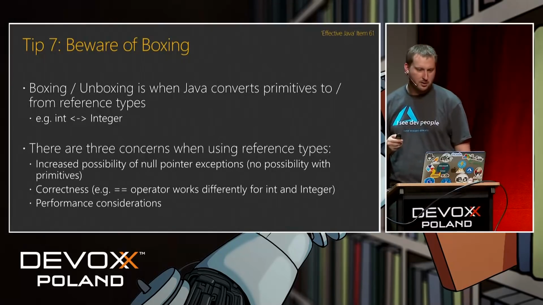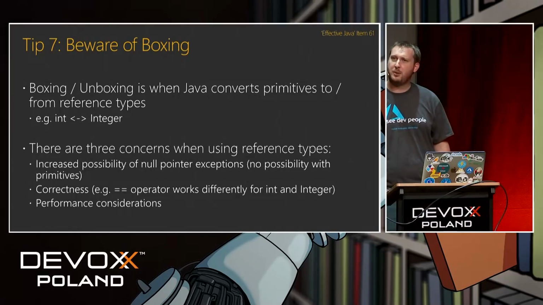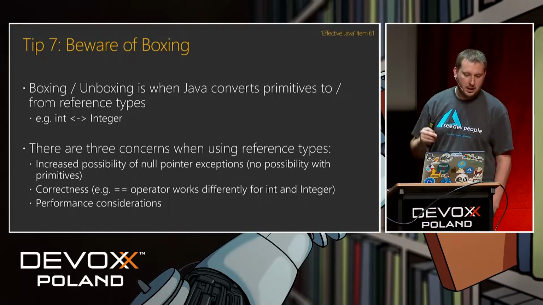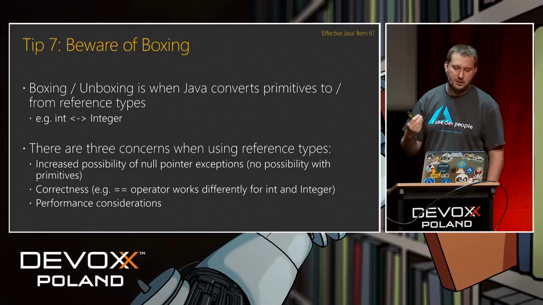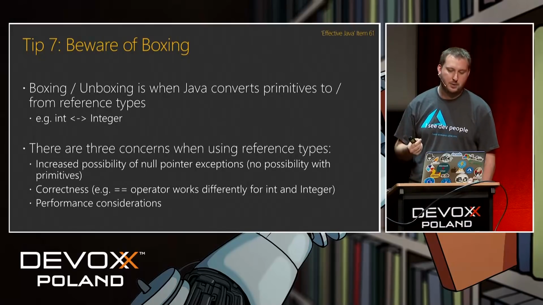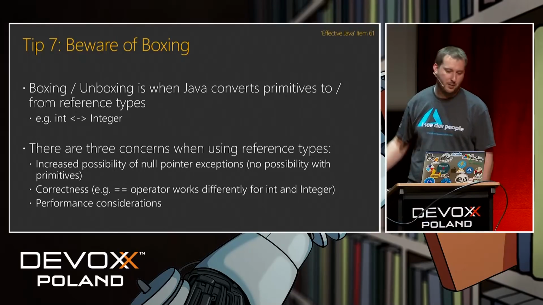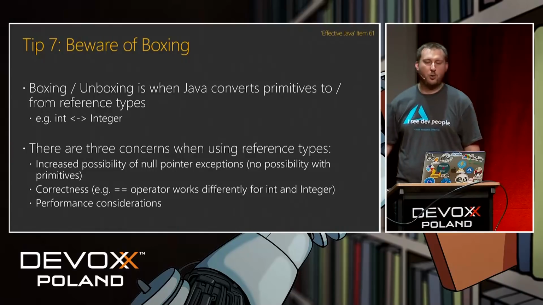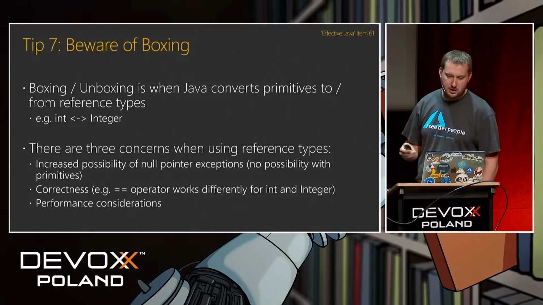Slowly running out of time, so I'm going to speed up a bit. Beware of boxing. Boxing is when Java converts between primitives and reference types, for example, int to Integer and back again. There are three main concerns when you use boxing in Java. For one, there's the increased possibility of null pointer exceptions. Primitives can't be null, so there's no chance of null pointer exceptions. There's a question of correctness. The equality operator works differently for int and Integer, and there are also performance considerations.